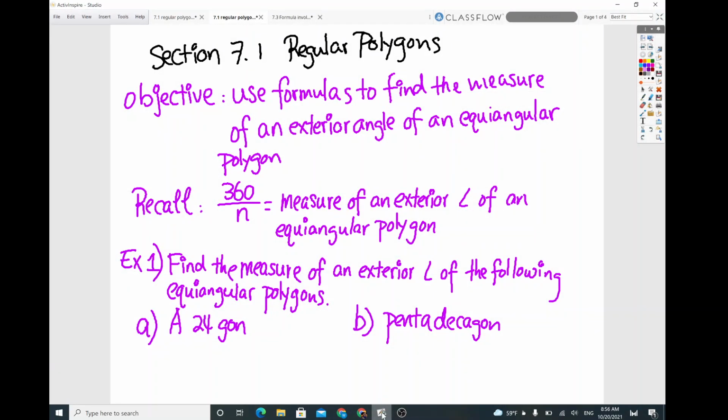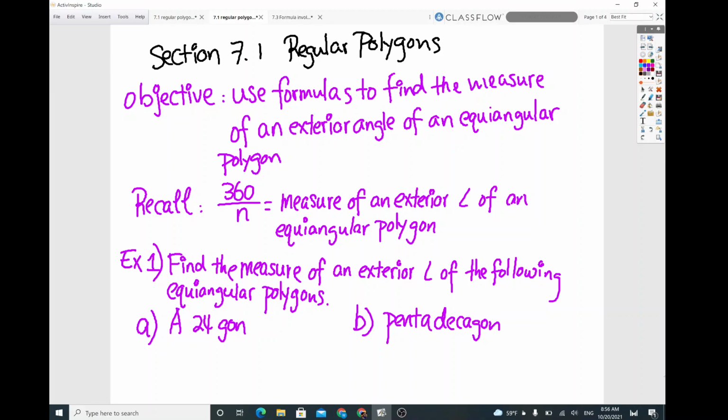This one is for section 7.1 of the Big Ideas textbook, regular polygons. The objective for the lesson today: use formulas to find the measure of an exterior angle of an equilateral or equiangular polygon. The way to find the measure of any exterior angle is always 360 divided by n, where n is the number of sides, or the number of angles, inside the polygon.